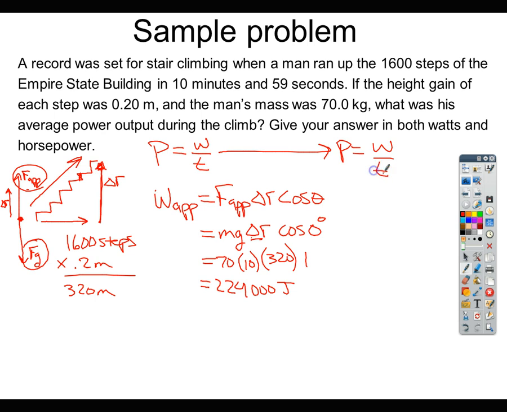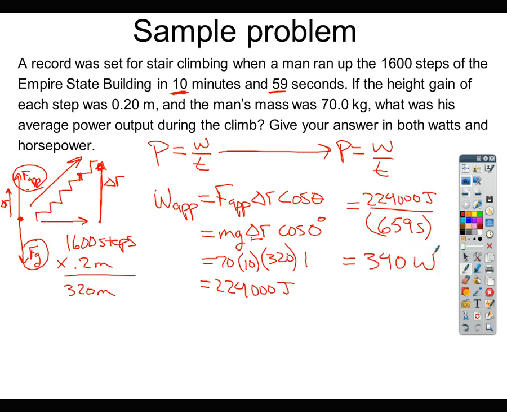At this point we can use our power is equal to work over time, so we'll write that again. Our work was 224,000 joules, and the time that we need here is 659 seconds. We got that from the 10 minutes. We had to convert the minutes into seconds, so 10 minutes would be about 600 seconds, and then we have an additional 59 seconds, and that's where we get our 659, and that should be equal to 340 watts.